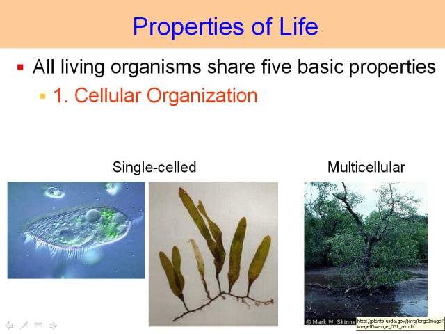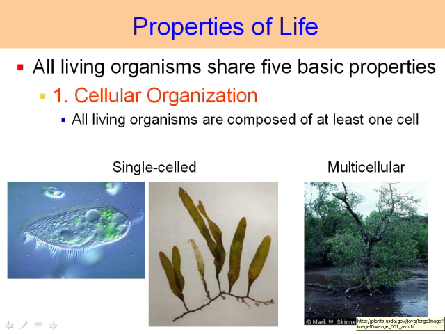First, all living organisms have some form of cellular organization. Living organisms are composed of at least 1 cell. Some organisms are single-celled organisms, actually composed of only 1 cell. In this particular case, in the 2 figures that you see on the left-hand side of the screen, you're going to see 2 different protist species.